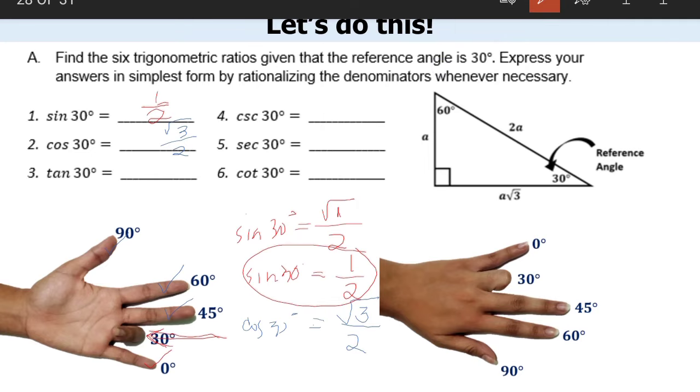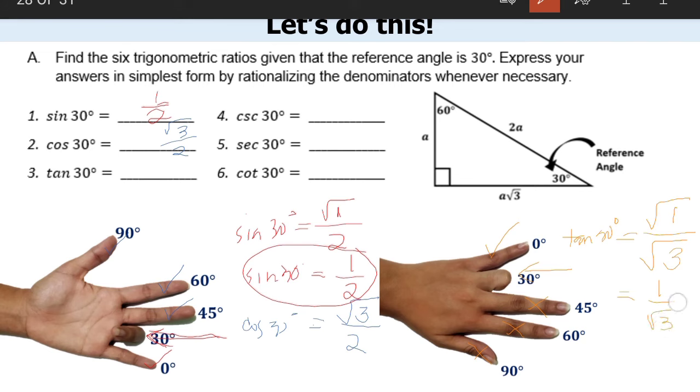For the tangent, we will use this flip left hand. So tangent 30 degrees. 30 degrees is represented again by your ring finger. So the formula is tangent 30 degrees equals the square root of the fingers above over the square root of the fingers below. So how many fingers above? 1. So we will write here 1 over how many fingers below? 1, 2, 3. So 3. And to simplify, square root of 1 is 1 and square root of 3 is square root of 3.